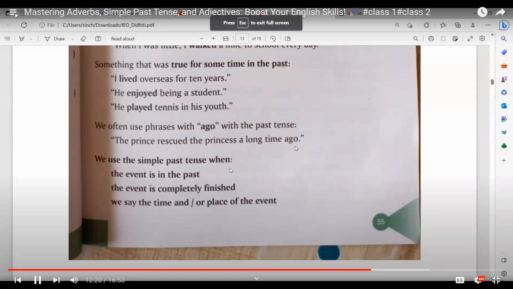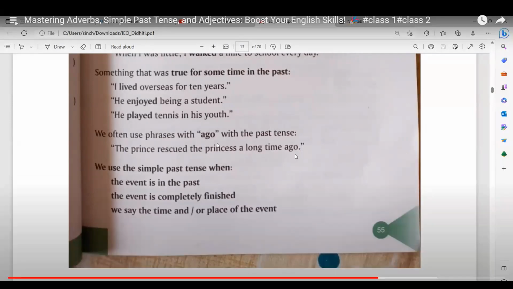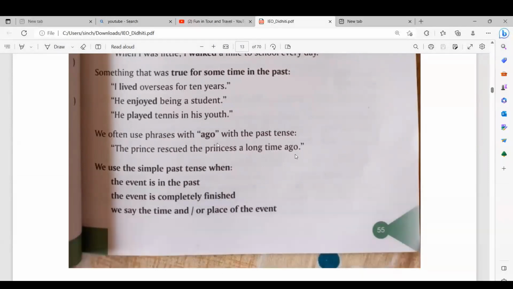So, a long time before, the prince actually rescued the princess. So, to say the sentence, we use the word ago. We use the simple past tense when the event is in the past, the event is completely finished. We say the time and or place of the event. We use the past tense when the event is in the past. The event is completely finished.